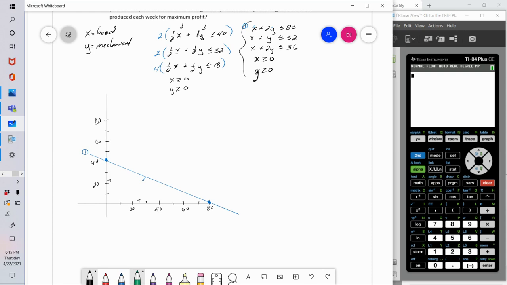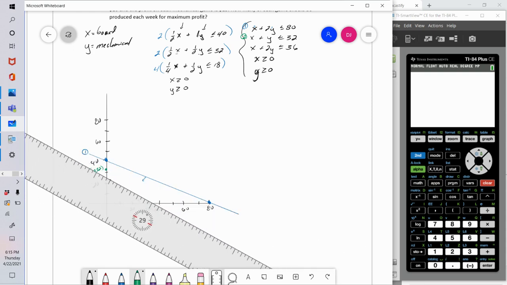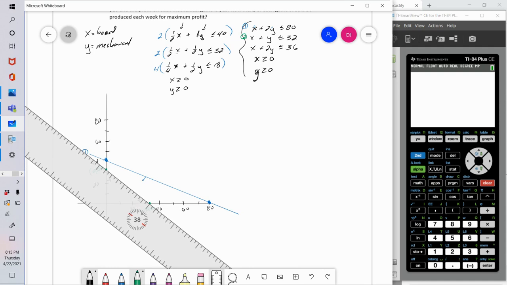Equation 2, I'm going to make it green, and I do label these like this sometimes. Notice if x is 0, y will be 32, which is right about here. Let's label that: 0, 32. And if y is 0, x will also equal 32. So that would be 32, 0. So here's the green line.